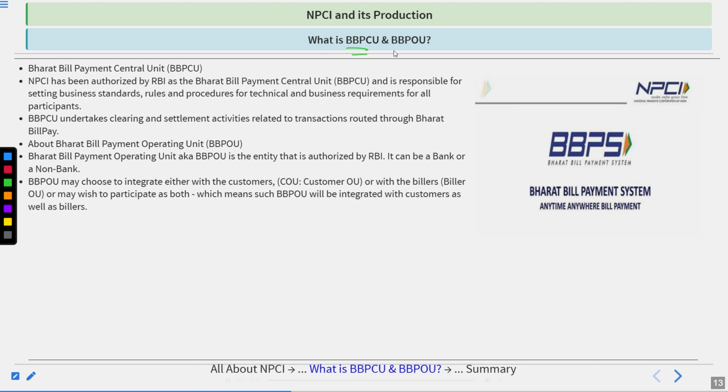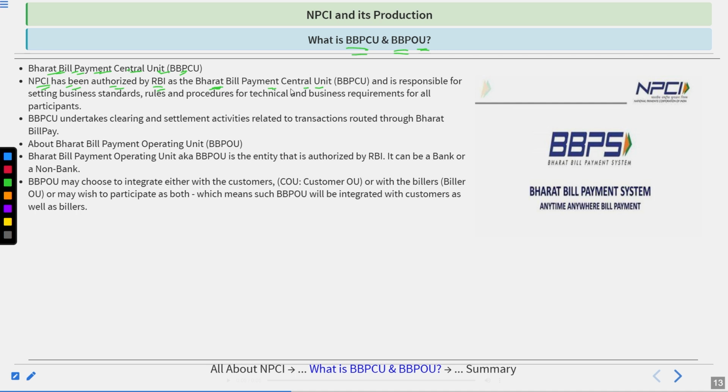What is BBPCU and BBPOU? First is the Bharat Bill Payment Central Unit, BBPCU. NPCI has been authorized by RBI as the Bharat Bill Payment Central Unit and is responsible for setting business standards, rules, and procedures for technical and business requirements for all participants. BBPCU undertakes clearing and settlement activities related to transactions routed through Bharat Bill Pay.